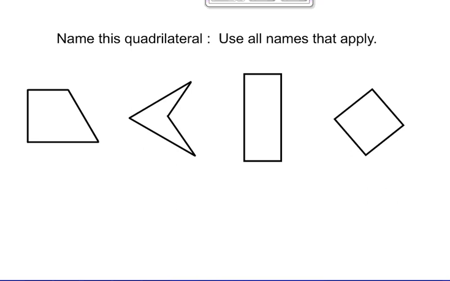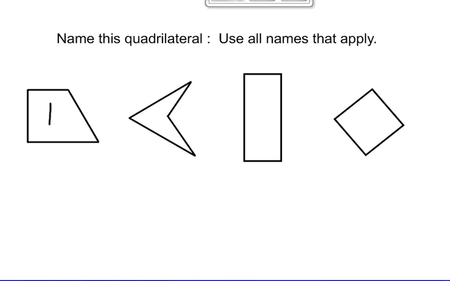Next part says we want to name these quadrilaterals. And it says use all names that apply, because sometimes we can name a shape by more than one of these quadrilateral names, especially if it's in that parallelogram family. Let's start with our first shape. First thing we need to do is identify the bigger family. So we need to look at parallel lines.